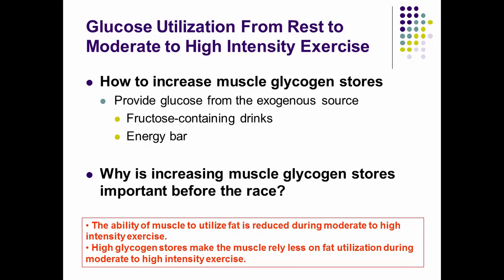The question is why increasing muscle glycogen stores is important before the race. We just talked about it already, right? Because the ability of muscle to utilize fat is decreased during moderate to high intensity exercise. So high glycogen stores can make the muscle rely less on fat utilization during high intensity exercise, right?